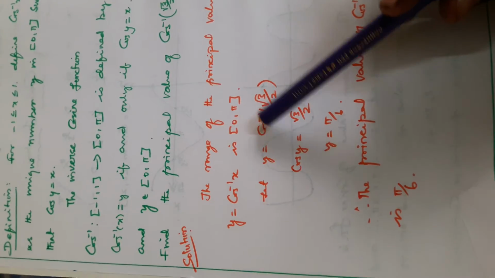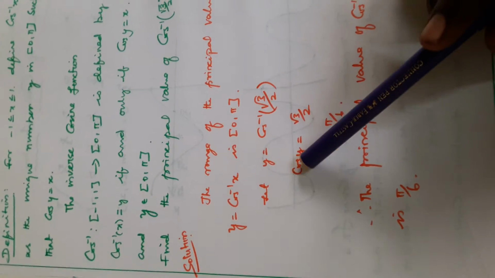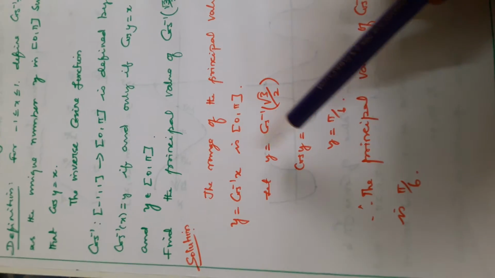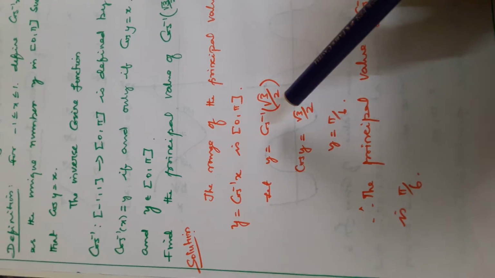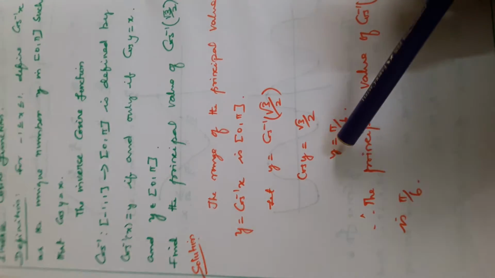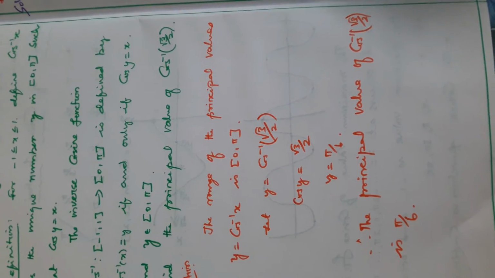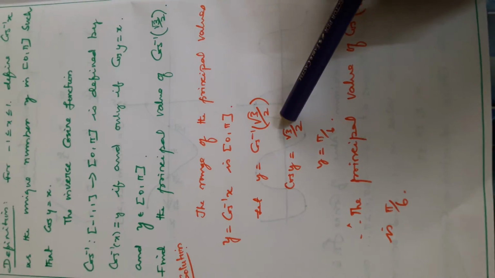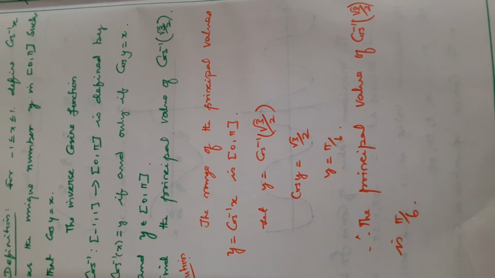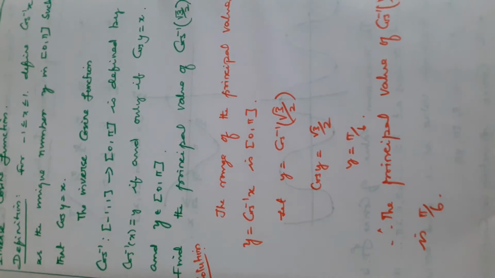So y equal to cos inverse root 3 by 2 is nothing but cos y, the cos inverse is shifted to the left side, cos y equal to root 3 by 2. So y equal to pi by 6, right? Y equal to 30, your value is root 3 by 2. So the principal value of cos inverse of root 3 by 2 is pi by 6.